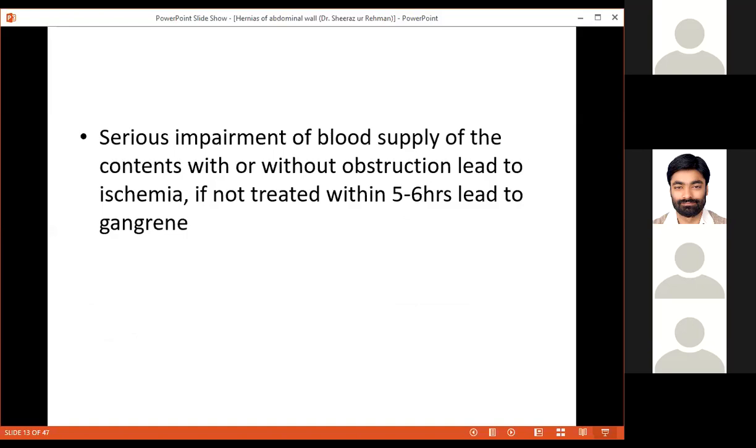When there is serious impairment of blood supply without obstruction, it can lead to ischemia, and if not treated within 5 to 6 hours, leads to gangrene. So whenever a patient comes to the ER, or even if some patients land with a strangulated hernia in the OPD, one needs to seriously consider whether it's a strangulated hernia or not, and urgent preparation for the OT should be done.